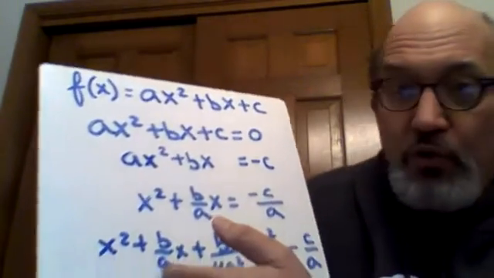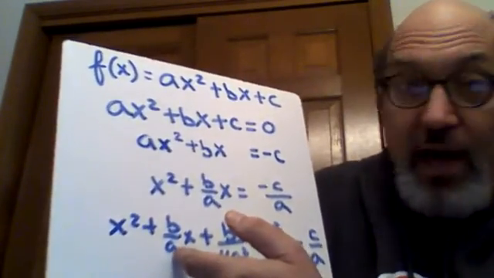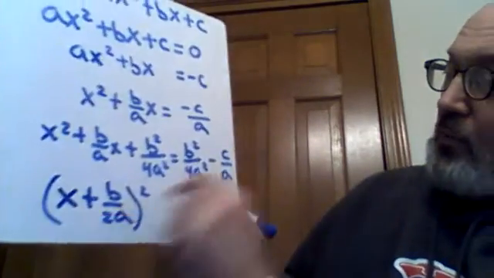The same b over 2a we got when we took half of b over a. Well, this thing factors as (x plus b over 2a) squared. And that's going to be equal to this. I'm going to pause and go on to the next board.